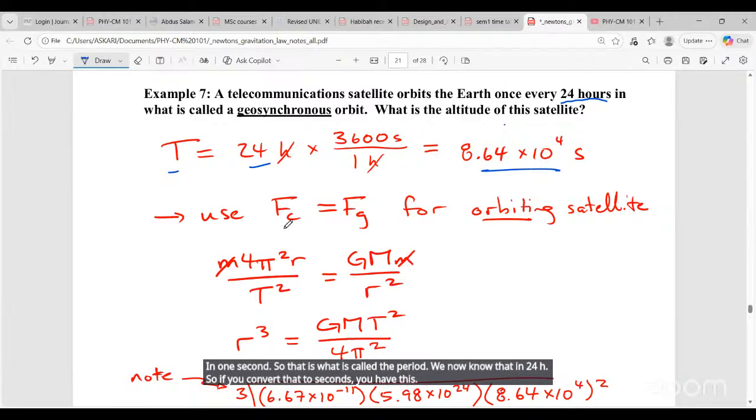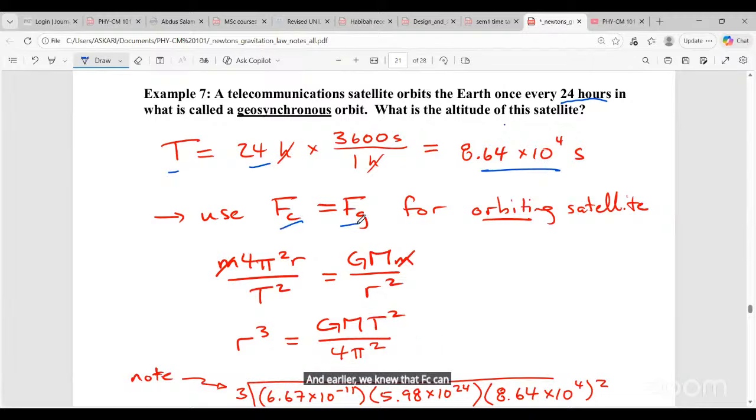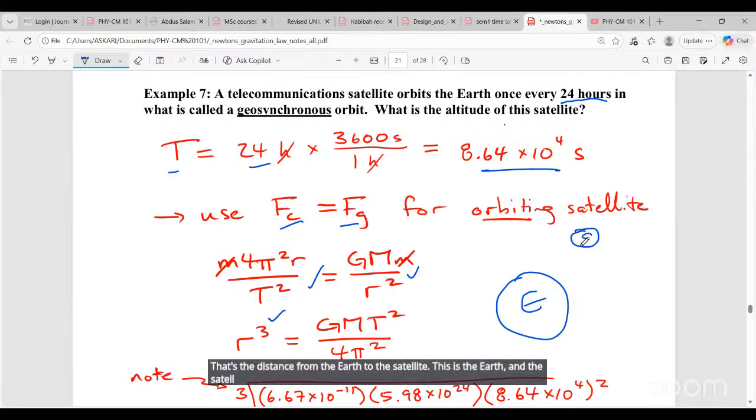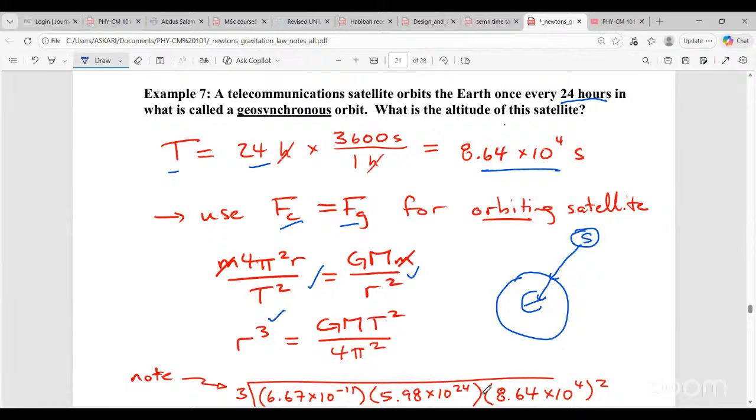And earlier we knew that Fc can be equated to Fg, what we did earlier. From here, you can get your r cubed. That's the distance from the Earth to the satellite. This is the Earth, and the satellite is here. I hope it is clear. So from here, you find that distance r is the entirety of this.